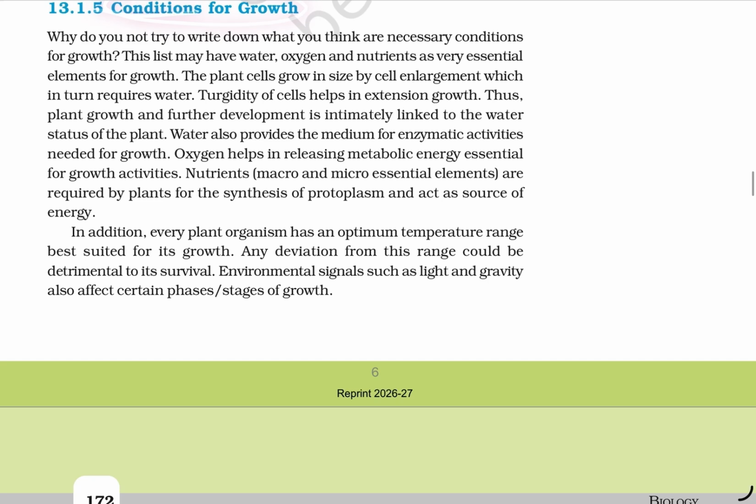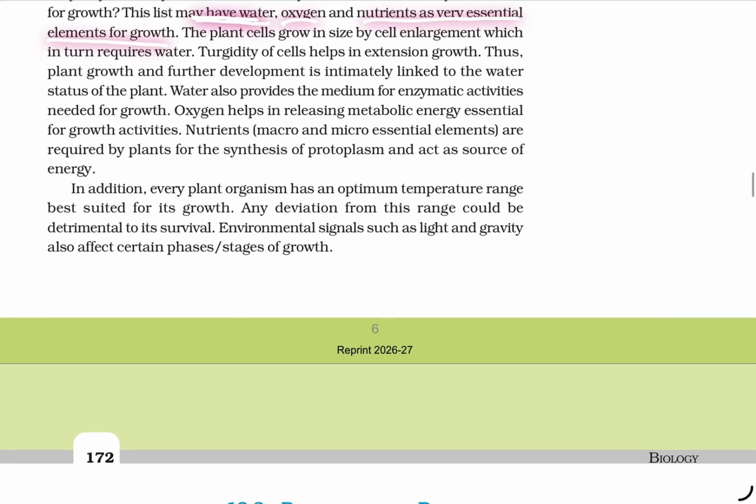The conditions for growth. Why do we not try to write down what you think are the necessary conditions for growth? Let's list them out: water, oxygen, and nutrition are essential elements for growth. Plant cells grow in size by enlargement, which in turn requires water. Turgidity of the cells helps in extension growth. This growth and the further development is intimately linked to the water status of the plant. Water also provides a medium for enzymatic activities needed for growth.